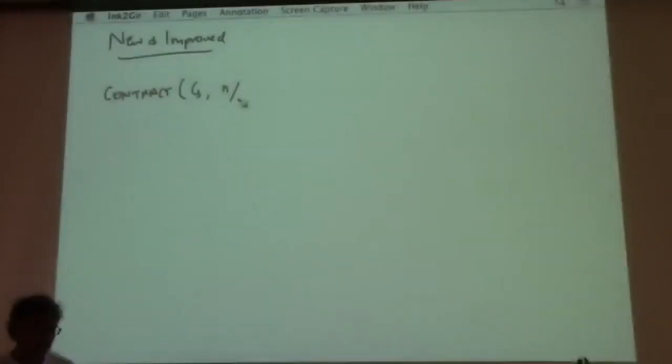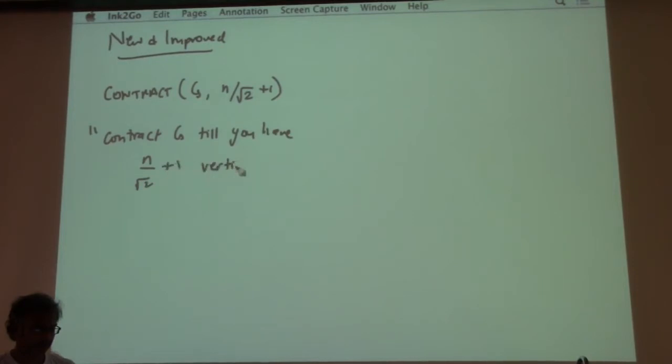G comma n over square root 2 plus 1 to be that. Okay? So do a few contractions. Don't do too many. So n over square root 2 plus 1 is like, think of it like a constant fraction of the graph is still there. N over square root 2 is something like 0.7. So you do some contractions, but not too many. And just run it down. Okay?